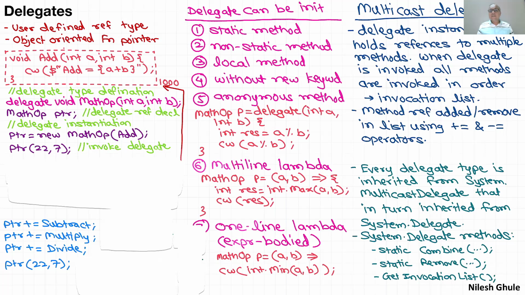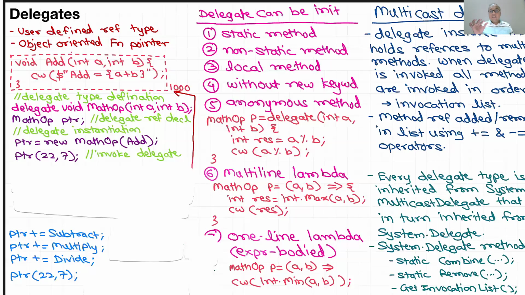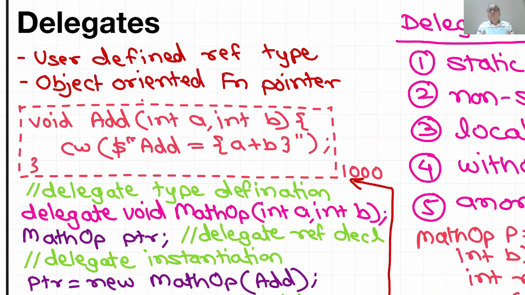What is a delegate? A delegate is an object-oriented function pointer. So delegate is a user-defined reference type. We can create an object of delegate and initialize it to the address of a function. And then using the delegate object, we can invoke the function instead of directly invoking it with the function name.